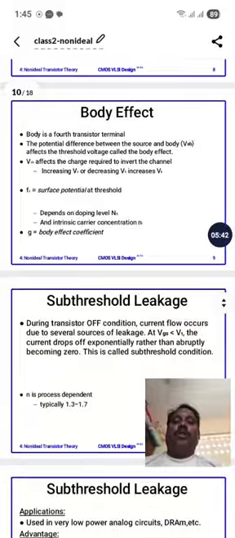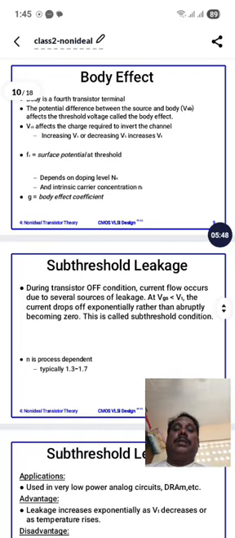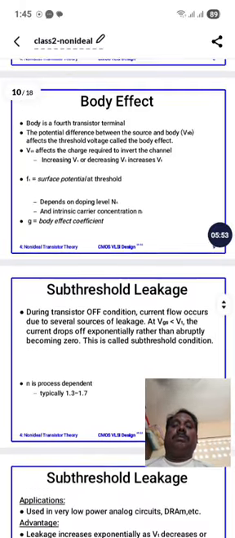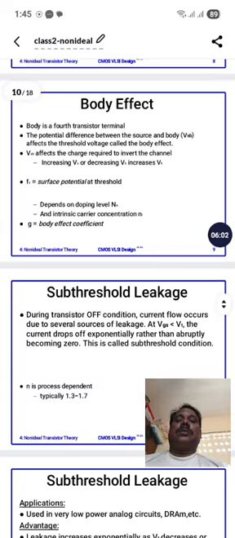Then the body effect. This is an important 2 mark question as far as VLSI design is concerned. It is usually asked in every end semester examination. So what is meant by body effect? What is this body? The body is the fourth terminal of the transistor. We are familiar with the three terminals: source, drain, and gate. But there is a fourth terminal known as body, otherwise called the substrate.